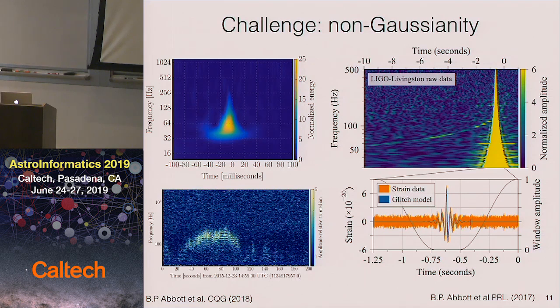To do a more precise extraction, we modeled the glitch with wavelets, more like Gabor wavelets. This is what you see here in blue, and then we subtracted that from the time series. A much less invasive procedure. That's what was used to estimate the source properties that you now see in all of the papers from the LIGO collaboration that include this event.